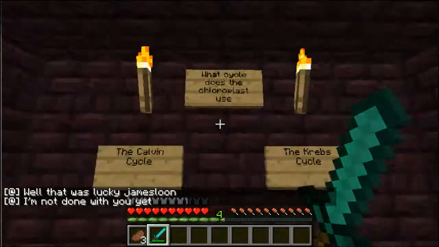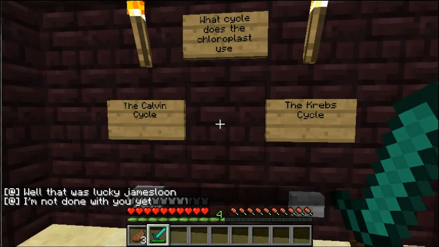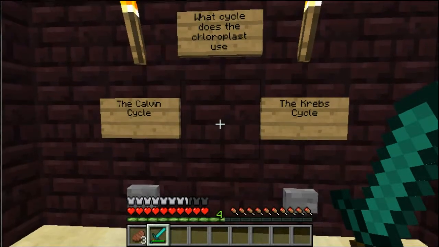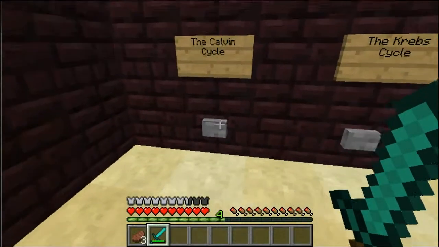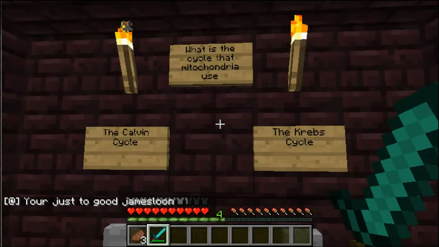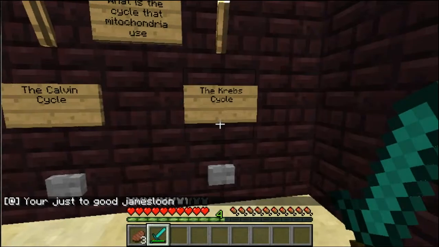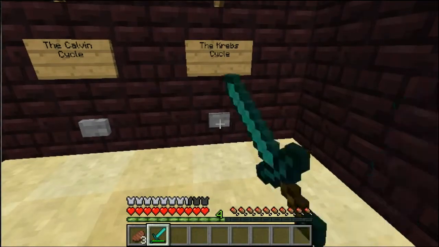Alright, these are the last 2 questions, and the most interesting. So, what cycle does the chloroplast use? The Calvin cycle or the Krebs cycle? Let's just select this one. Yep, so it is that one. What is the cycle that mitochondria use? The Calvin cycle or the Krebs cycle? So they're basically both the same choices, so if you get one right, you should hopefully get the other one right.